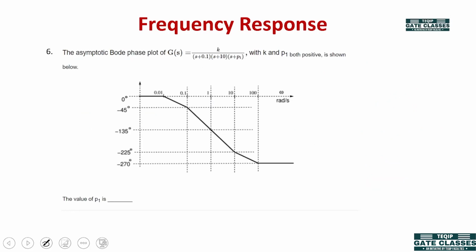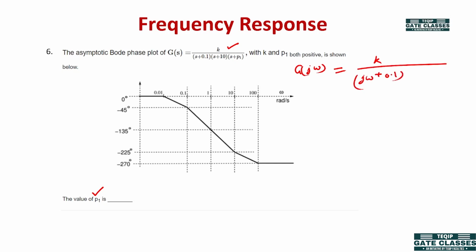Okay, so let's move on to the next question. Here the asymptotic Bode plot of the open loop transfer function k upon s plus 0.1 into s plus 10 into s plus p1 is given, with k and p1 both positive, as shown below. So this is the phase plot. We have been given different values of phase and different values of frequency. We have to calculate the value of p1. So let's write this in terms of frequency response, that is G(j omega) is equal to k upon j omega plus 0.1, j omega plus 10, j omega plus p1.